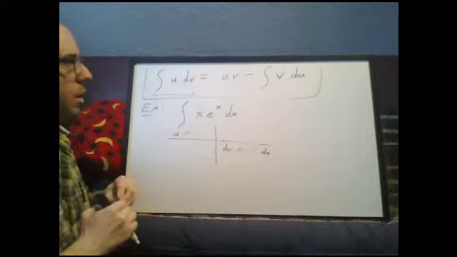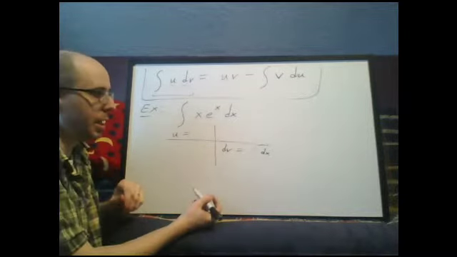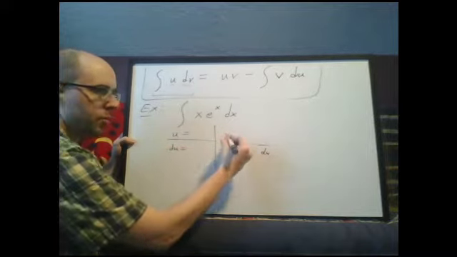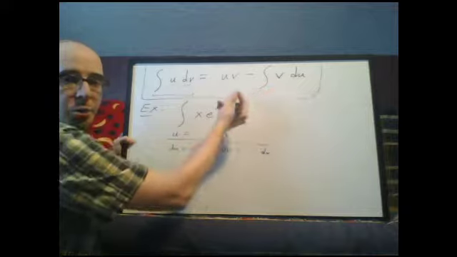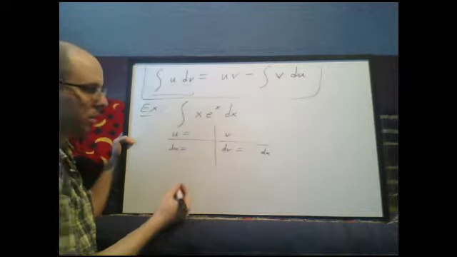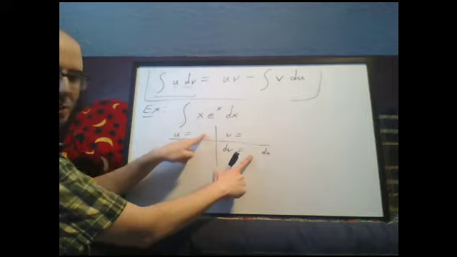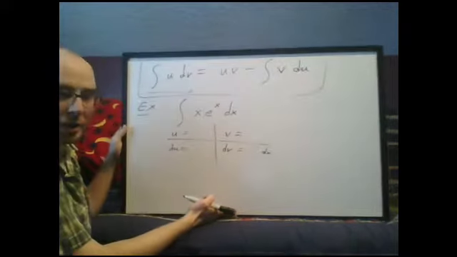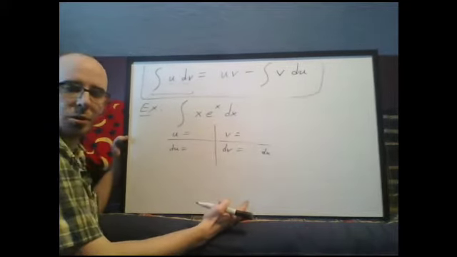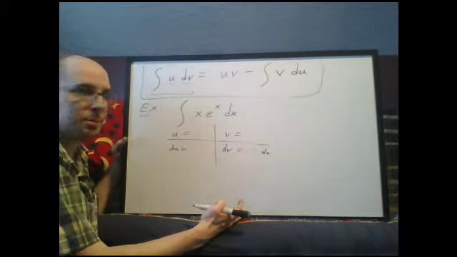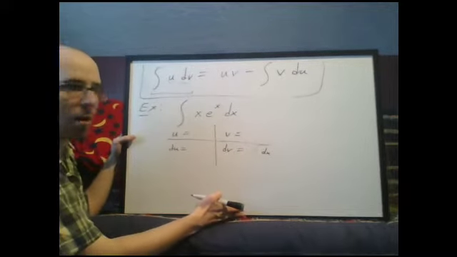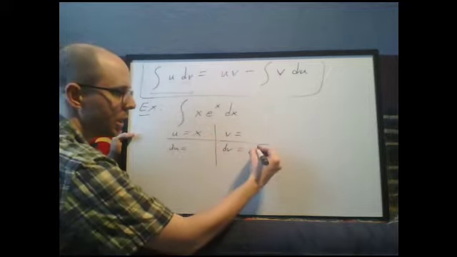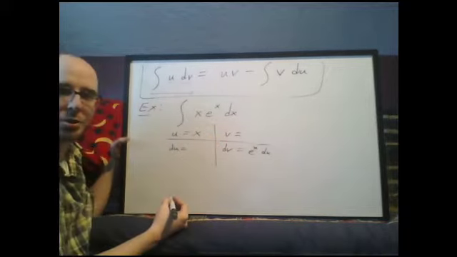Okay, so after I make my choice, then I have to figure out what is du and what is v, because I need v and I need du when I apply this formula. So I need to fill in these two parts and then figure out what the other two parts are. Let me just do it the right way first, and then we'll go back and see what would have happened if I did the opposite. For this specific problem, the right choice is u equals x and dv equals e to the x. So I make that choice.